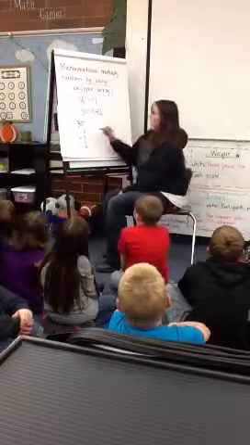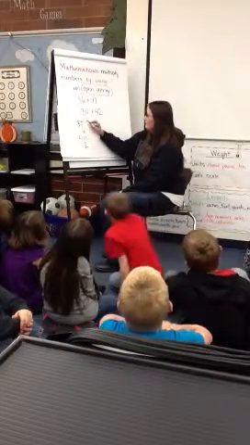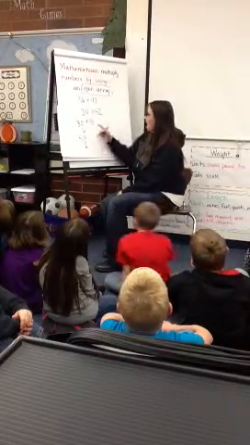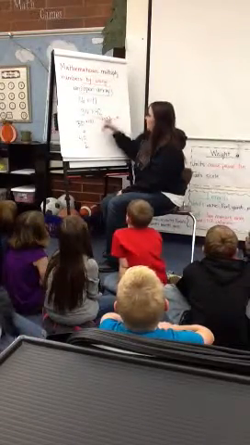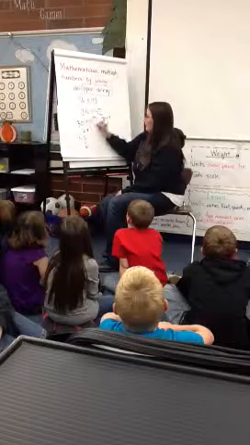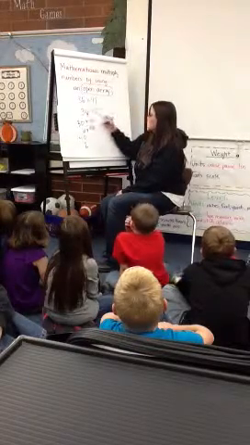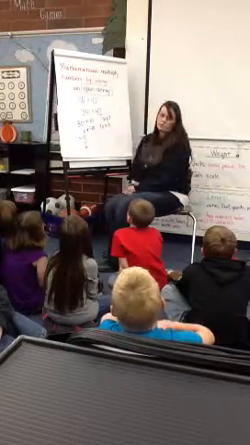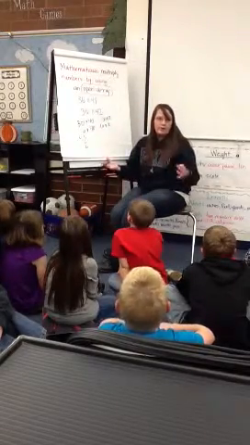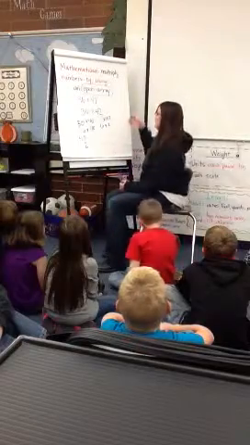So if you think about the distributive property, it would be 30 times 40. And then you would have 30 times 2. Then you would have 6 times 40. And then you'd have 6 times 2. Okay? So that's the distributive property without the box. Now look what happens when we use an open array.